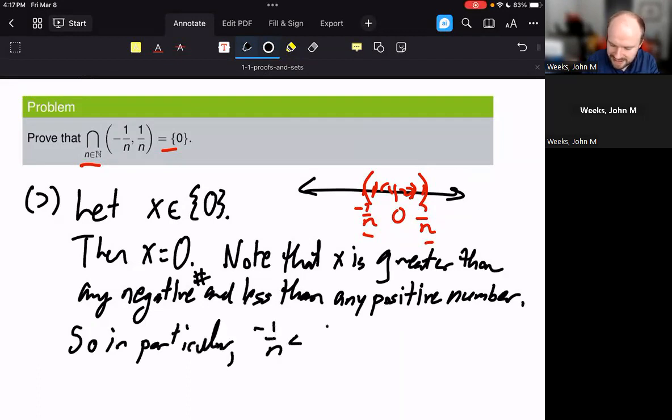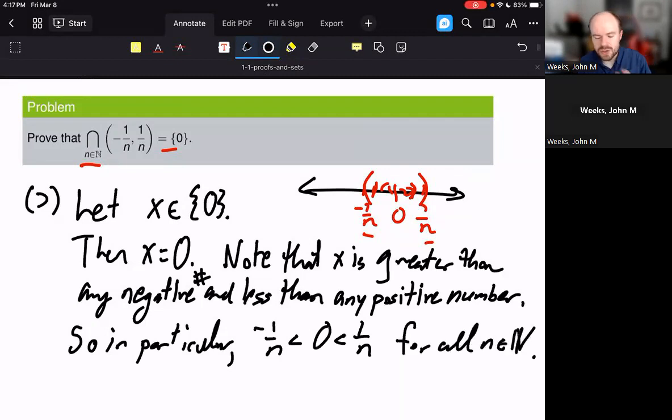-1 over n is less than 0, but is less than 1 over n for all n in the natural numbers, of course, because here we are assuming that n is positive, so that -1 over n is a negative number, and 1 over n is a positive number.